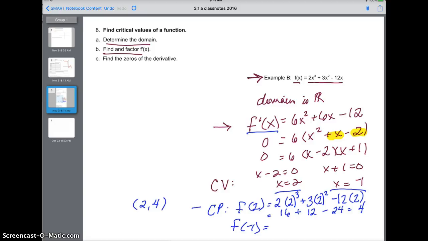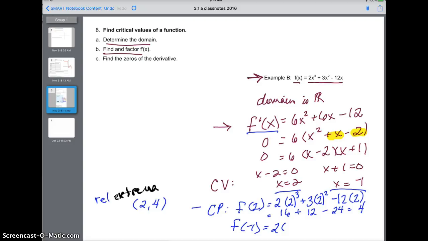We know that that is either going to be a relative max or a relative min of the original function, so we refer to that as a relative extrema. Okay, and then let's solve for f of negative 1.